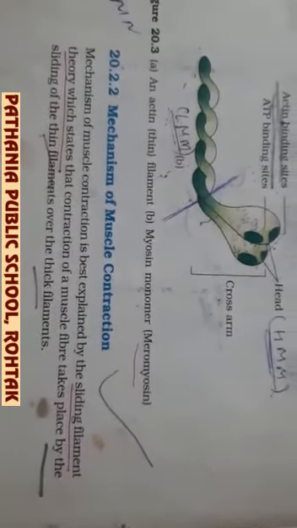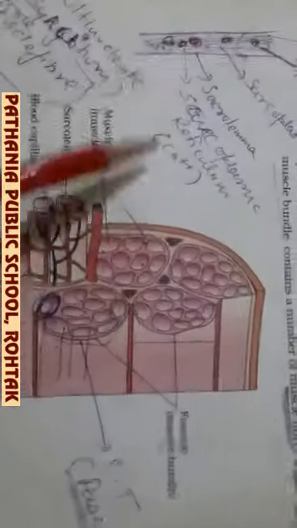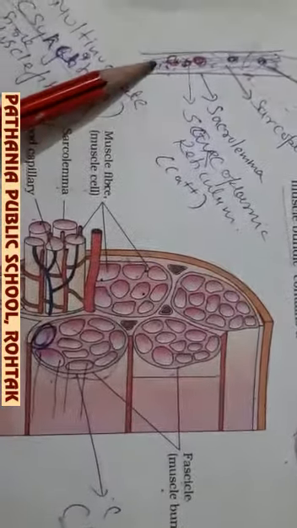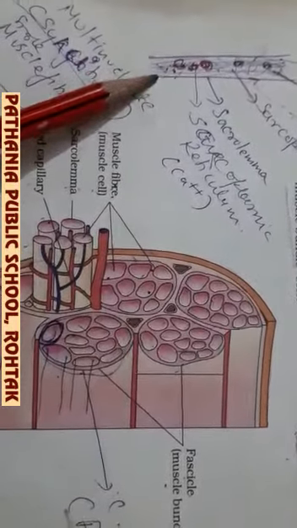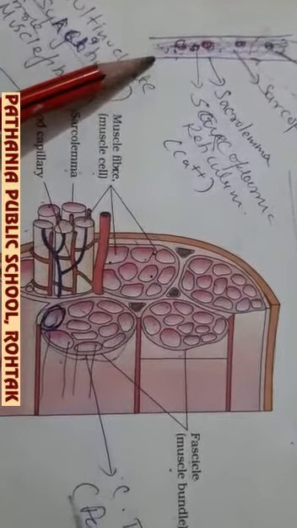Before this, first I want to recall what all we have discussed, because the previous knowledge is required to understand the present topic. Look here, this is the structure of the muscle fiber. As we have seen, skeletal muscles are made up of muscle fibers.